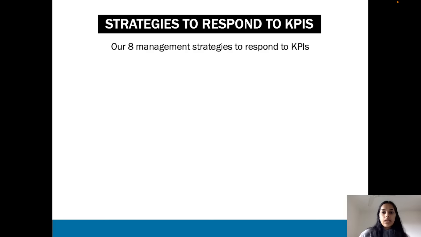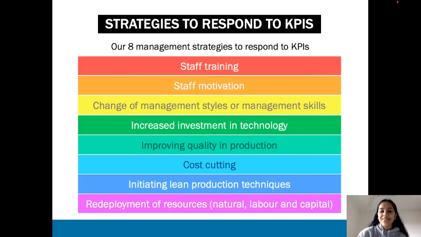All right, and then we have our strategies to respond to KPIs. So can we remember our 8 management strategies to respond to KPIs? Here it is on the screen. So there's 8. We have staff training, motivation, the change of management styles, skills, increased investment in technology, and also improving quality in production and cost cutting, lean production techniques, redeployment of resources. So all of those 8 management strategies.